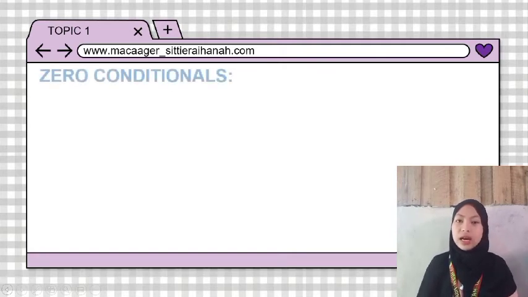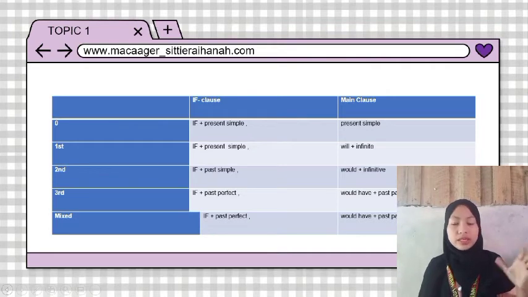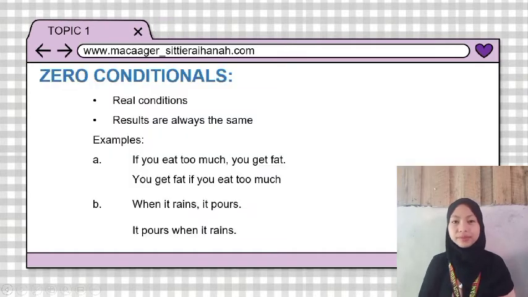Zero conditionals have two clauses, as I have said: the if clause and the main clause. The if clause is if plus the simple present form of a verb, while the main clause is the simple present form of a verb. Let's give an example. If you eat too much, you get fat. You get fat if you eat too much.